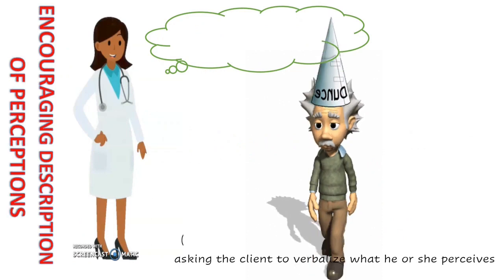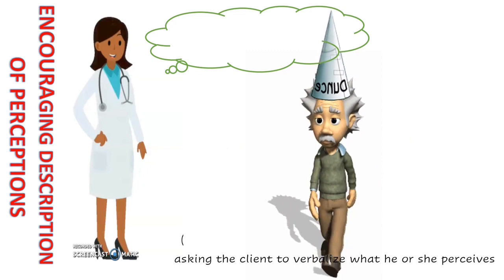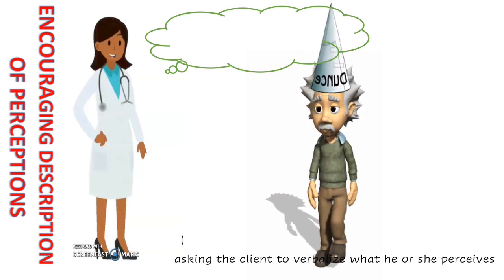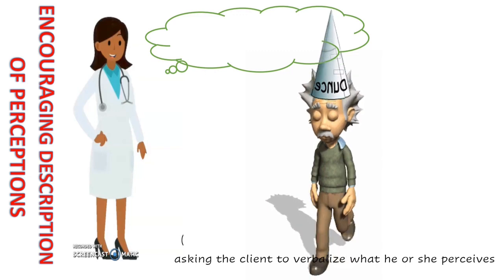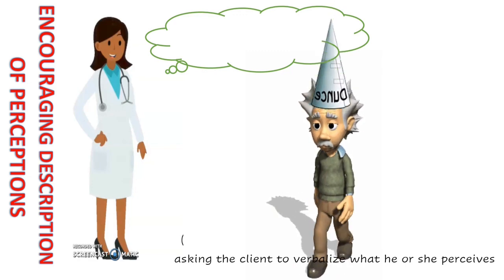Encouraging description of perception. This is a therapeutic communication technique done by asking the client to verbalize, or that is to speak up on what he sees or hears or what he perceives. This is done to understand the client. The nurse must see things from his or her perspective by encouraging the client to fully describe the ideas that bother him. At the left is a nurse who will be trying to encourage the patient to describe his perception. Let's take a look and listen as to what she will say.